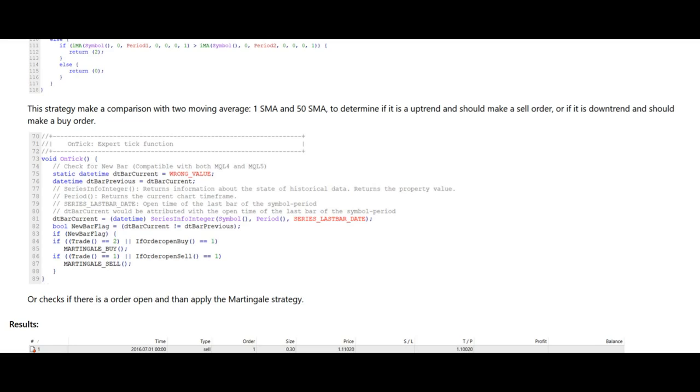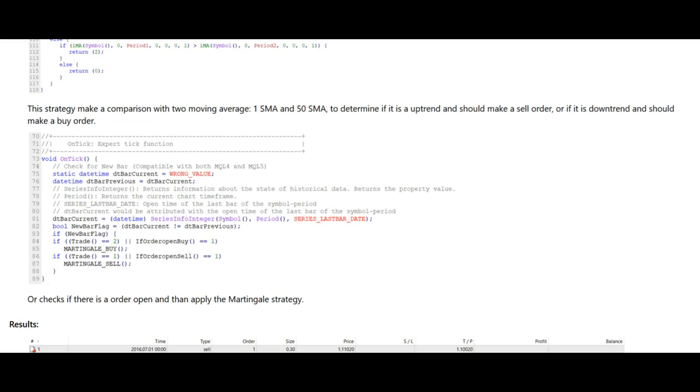On the tick function is where essentially the trades happen, where we're going to have an if that will check the function trade. If the function trade returns 2, that means that we have a downtrend, so we should make a buy order. Or it checks if there is any buy order open and then applies the Martingale buy strategy. Or if the trade returns 1, that means that it's an uptrend, so we should make a sell. Or it checks if there is an order open for selling and then applies the Martingale sell strategy.